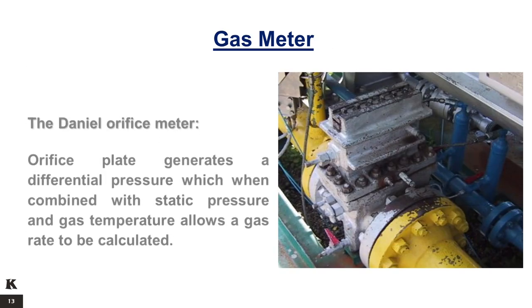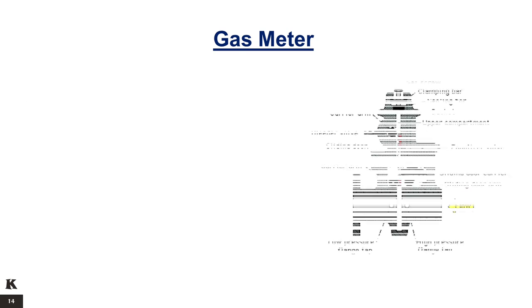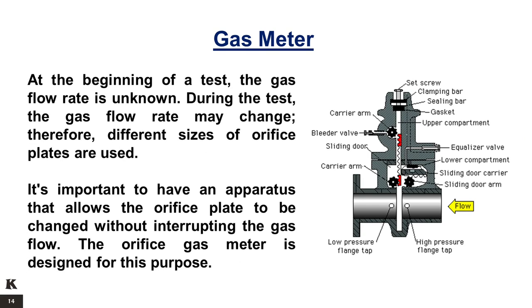The Daniel orifice meter: the orifice plate generates a differential pressure which, when combined with static pressure and gas temperature, allows a gas rate to be calculated. At the beginning of a test, the gas flow rate is unknown. During the test, the gas flow rate may change, therefore different sizes of orifice plates are used. It's important to have an apparatus that allows the orifice plate to be changed without interrupting the gas flow. The orifice gas meter is designed for this purpose.